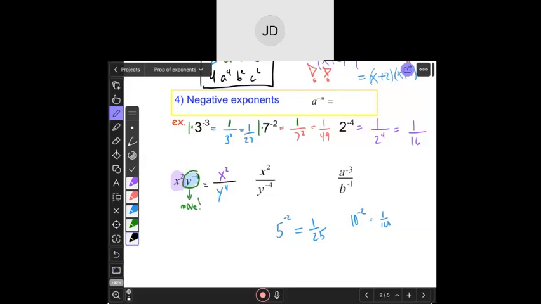At that point, I can't do anything else because they're different variables, they're different bases. They don't combine any other way. So that's it. Okay? There's my answer.